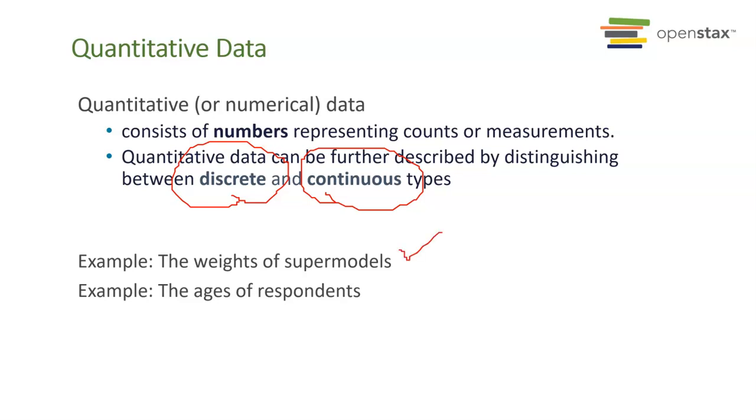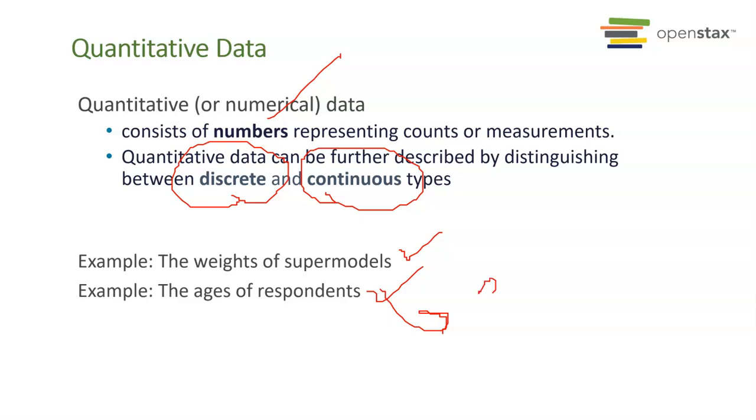So yeah, the weights of supermodels, the ages of respondents, those are numbers, that's numerical data. But I could also talk about how I want to measure them. Do I want to measure them where I'm only talking about whole chunks? Let's talk about ages. After a certain age, we don't say, I'm 42 and a half years old. I would just say I'm 42 or 43 or 44, where when you're a kid, you say, I'm 3 and a half, I'm 3 and 4 months.